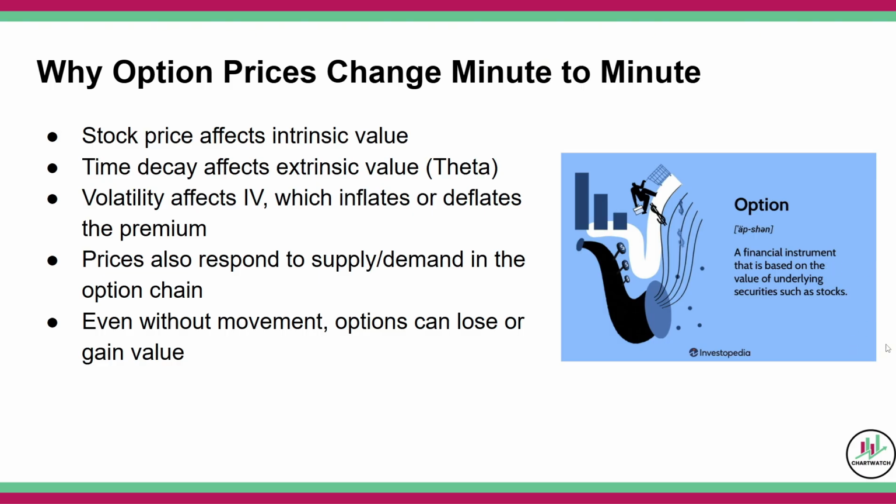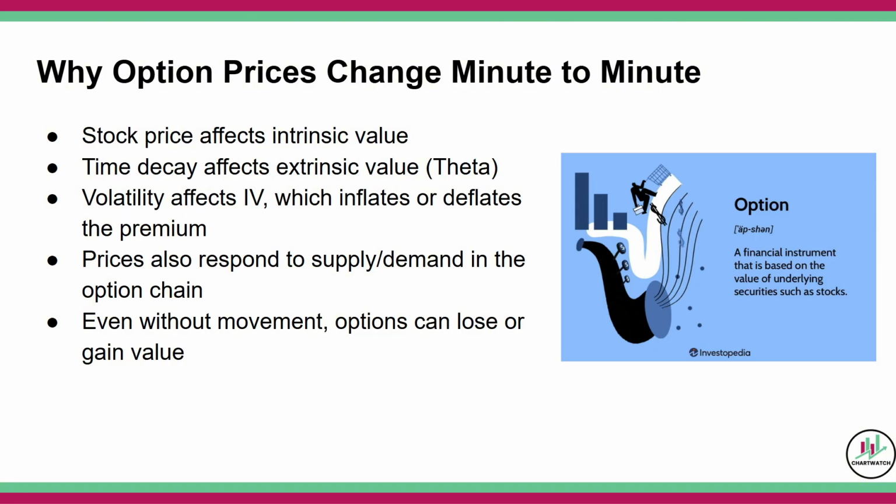So for stock price movement, when the stock price moves, it directly affects an option's intrinsic value. For time decay, time is always ticking, and even if the stock doesn't move, your option is slowly losing extrinsic value. This is why options can go down in price even when nothing on the chart has changed. Every day, a small slice of the premium disappears, especially for short dated contracts.